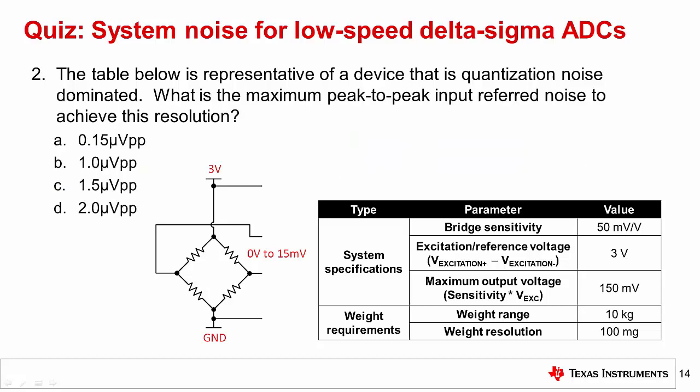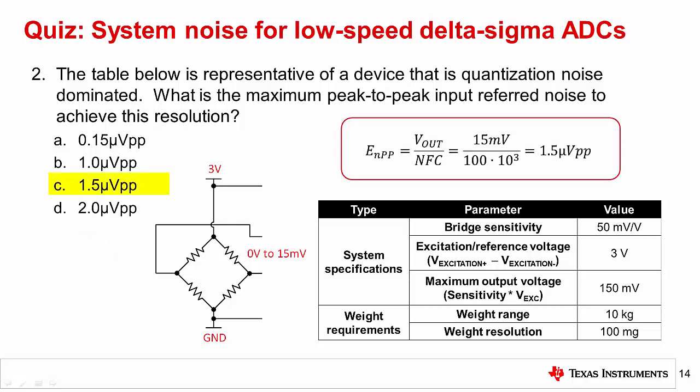Question 2. The table below is representative of a device that is quantization noise dominated. What is the maximum peak-to-peak input referred noise to achieve this resolution? The correct answer is C. This is calculated using the noise-free count from the last slide. Dividing the maximum sensor output by the noise-free count provides the maximum peak-to-peak ADC noise level that will achieve our system specification.